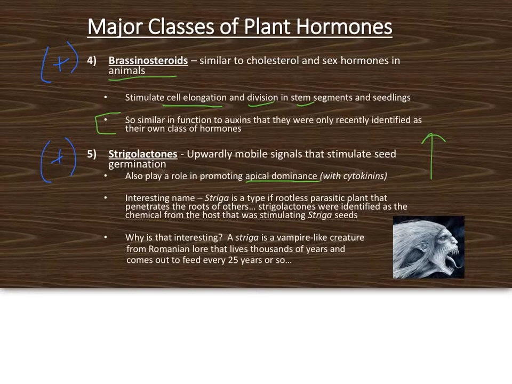Now why is that so interesting? A Striga is pictured here. Striga is a vampire-like creature from Romanian folklore that lives for thousands of years but stays in hiding except for every 25 years when it comes out and feeds on humans and drinks their blood in a parasitic type fashion. And so these scientists, who are clearly Romanian historians and wanted to be a little clever, named this parasitic plant after this monster from folklore.